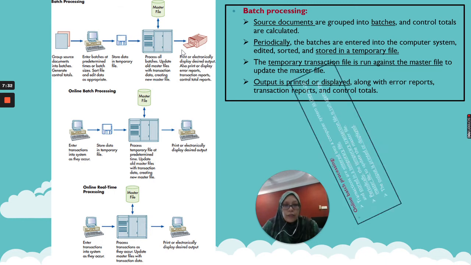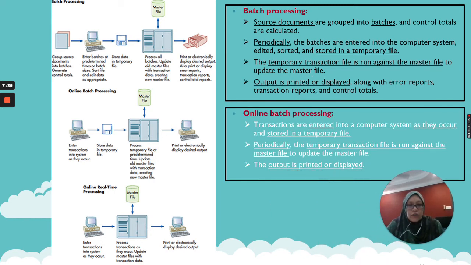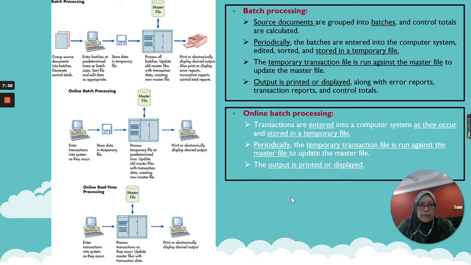If it is a combination, the transaction is entered into the system as it occurs, and this is where we call it online. But the process is still in batches. So they store it in the temporary file, then periodically the temporary file runs against the master file. So this is where they capture the data online in real time, but the processing of the data is still in batches. Periodically they run the transaction file against the master file, then they update the master file and print out the output.